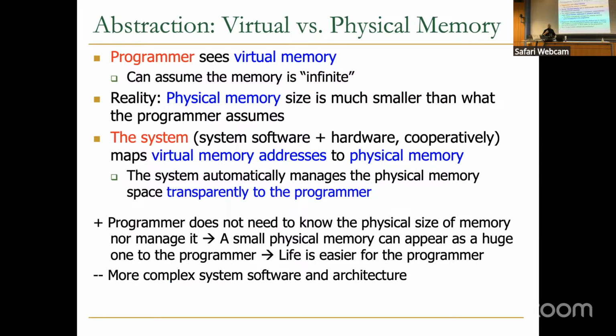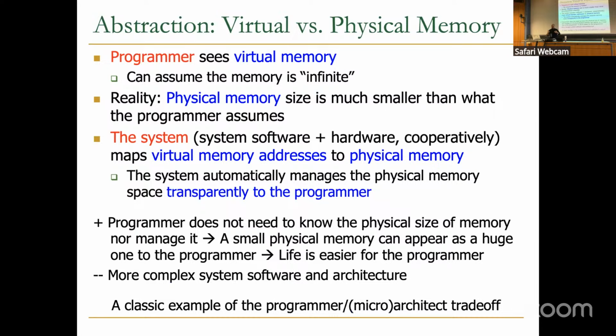However, we have a mapping, right? We let the programmer write virtual addresses, but at the end of the day, these need to be resolved in physical ones. And this indirection and this complex system software and architecture makes the life of the architect and the designer a bit harder. And this is the classic example of the programmer microarchitect trade-off.